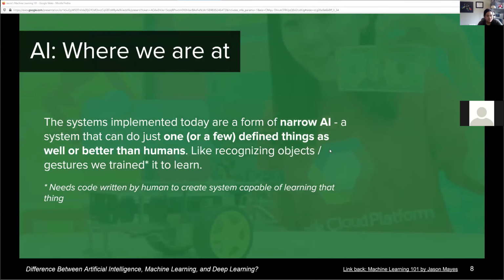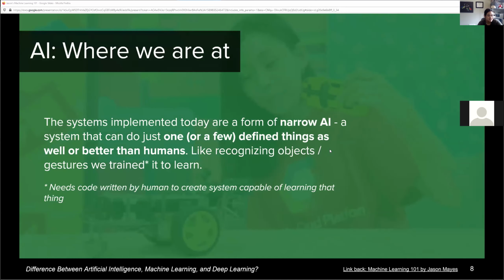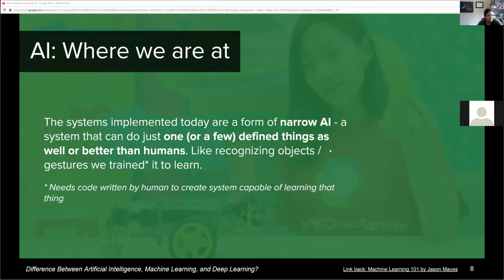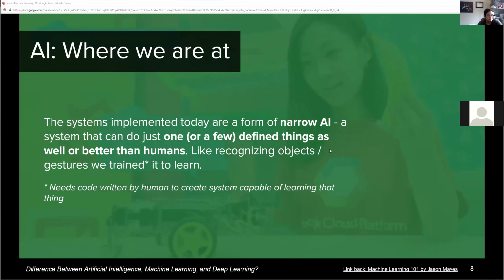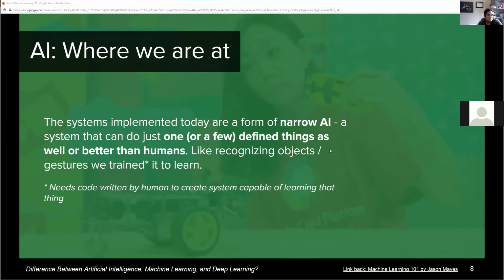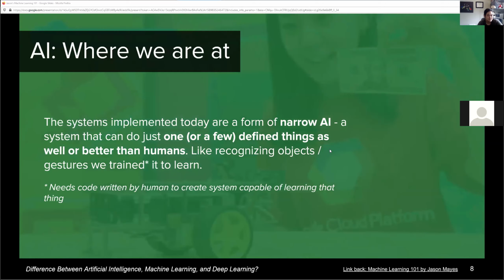So, the systems implemented today are a form of narrow AI, a system that can do just one or a few defined things as well as or better than humans. Recognizing objects, gestures, we trained it to learn. When we say train, it means that we need to write code to identify and learn from information. If you look all around, you have examples of essentially machine learning or AI. I call it machine learning usually.